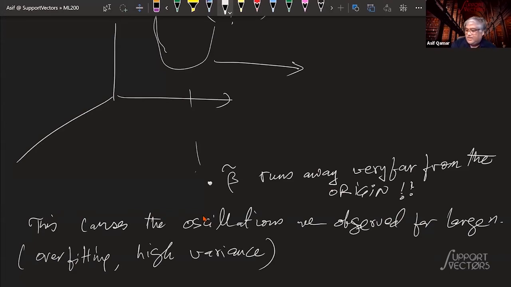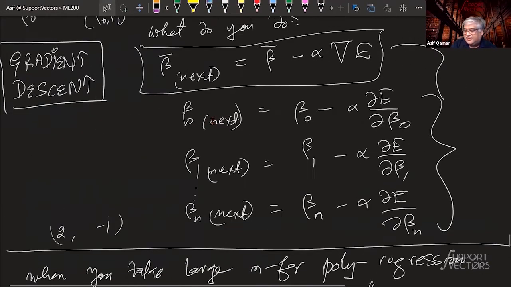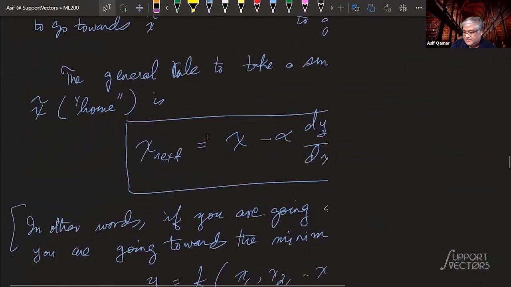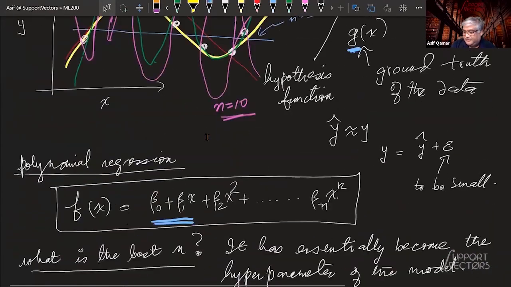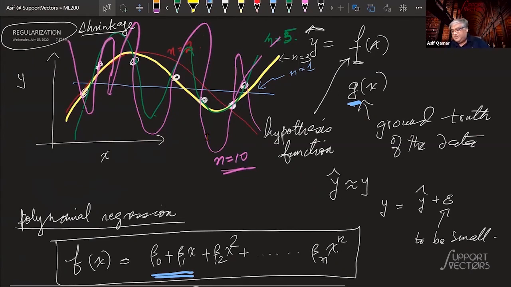So what does it mean? If you go and look at this curve, let's go back to this picture. What you will notice is that for the blue line, the betas are reasonably small, beta naught, beta 1.